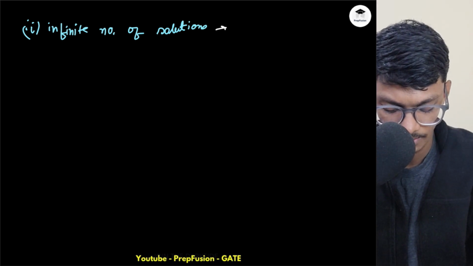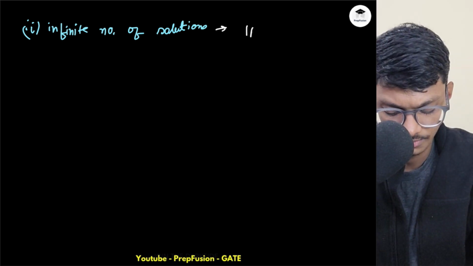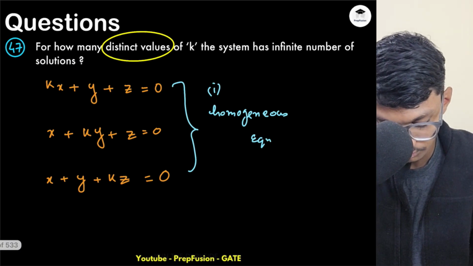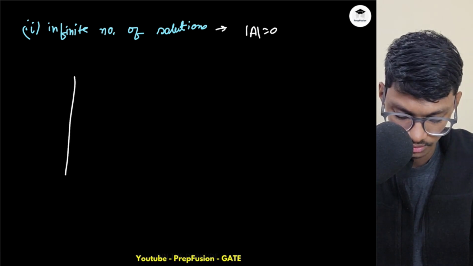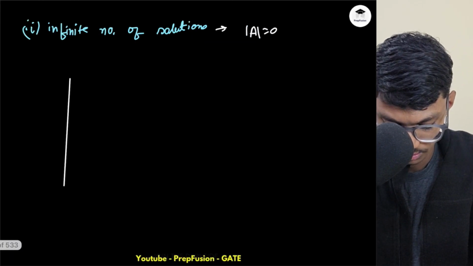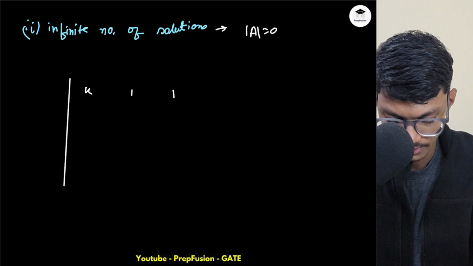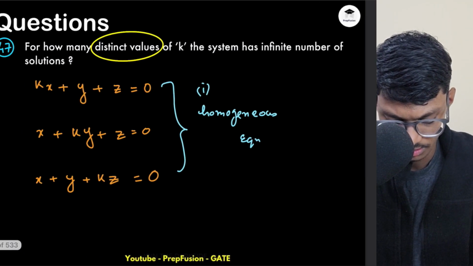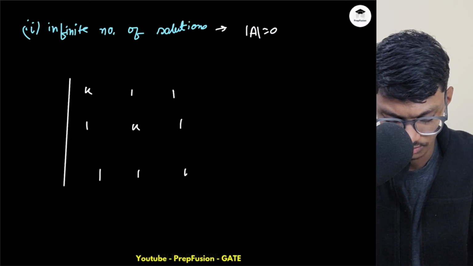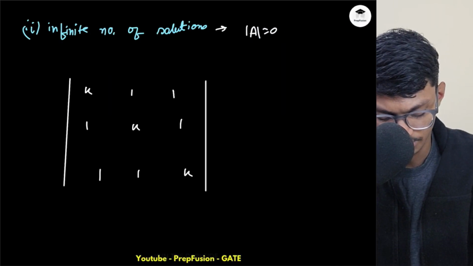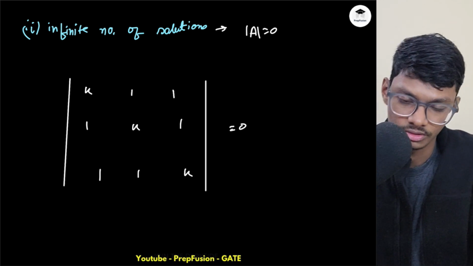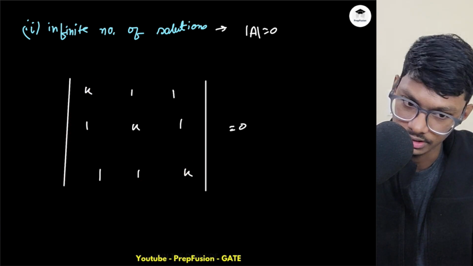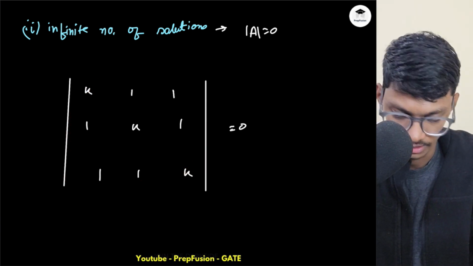That means the determinant of A has to be equal to 0. That is exactly what we'll do. So the matrix will be k 1 1, 1 k 1, and I'm just writing the coefficients 1 1 k. The determinant of this is equal to 0. So simply you can add all this up and then take it common.